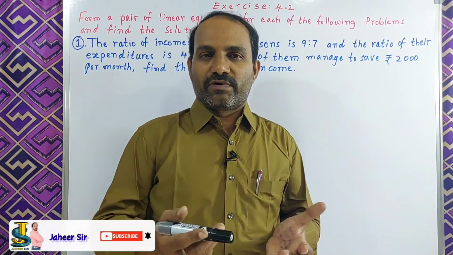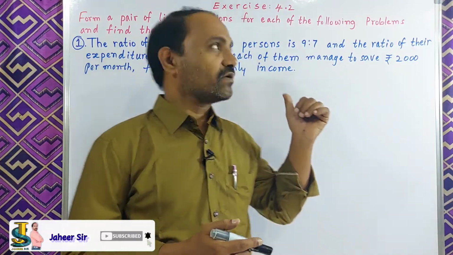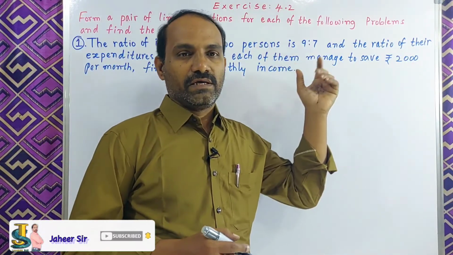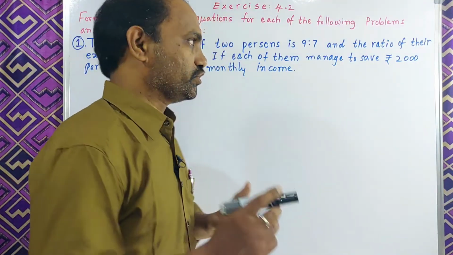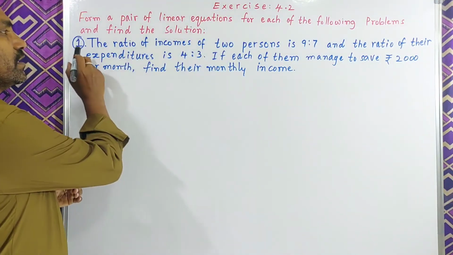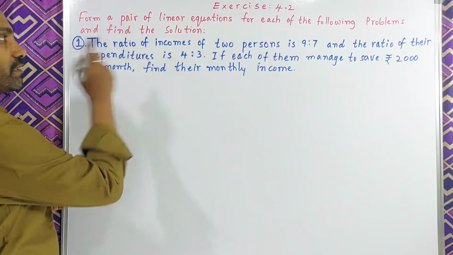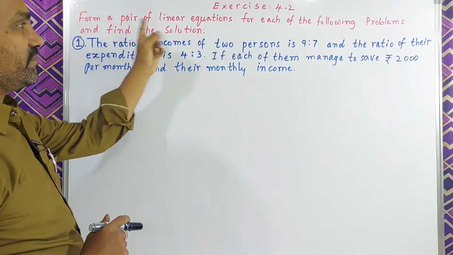Some students, some viewers are asking about exercise 4.2. That's why from exercise 4.2 I will explain some questions. First question, the ratio of incomes. First, he has given one condition.